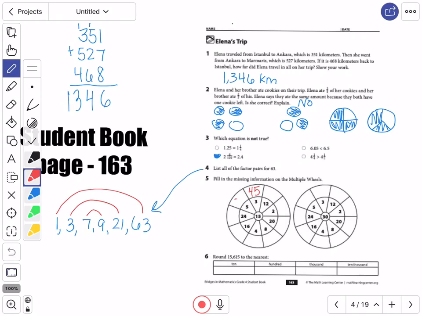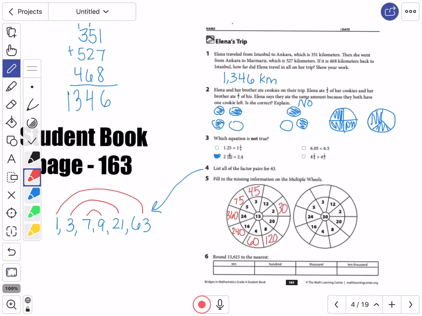And number 5, fill in the missing information on the multiples wheel. All right, well, 15 times 3, that's 45. I'm just going to fill this in for you and let you fill it out in your paper. 15 times 5, that's 75. 15 times 4, that's 60, because I know that 15 goes into 60 four times if you think of a clock. 15 times 8, well, that's double, right? 15 times 2, let's see here. Well, if 15 times 4 is 60, then 15 times 2 is 30.